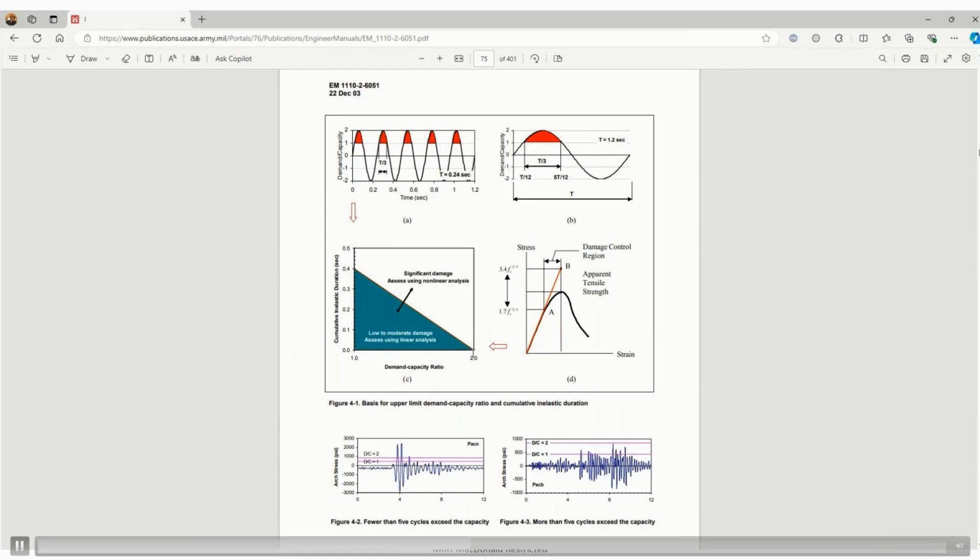For DCR of 2, we consider it as 0. Your node should not attain a DCR of more than 2, so it should be 0. It shouldn't have that higher stress, I mean 2 times the allowable tensile stress, for the entire duration of the ground motion time history. If it exceeds that, we have to perform a non-linear analysis.